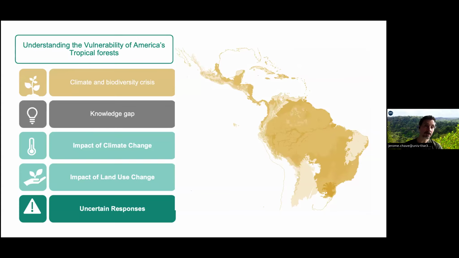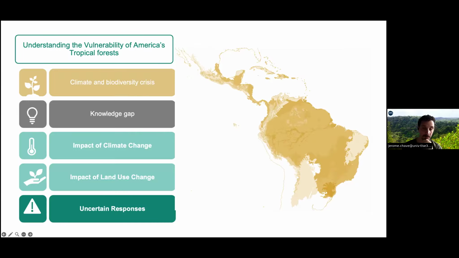So understanding the distribution of species is also understanding the vulnerability of tropical forest species to a number of threats, polycrises. One of them is the climate and biodiversity crisis. Another one is knowledge gap, the lack of knowledge, basically, which makes documentation of these problems very difficult. The impact of climate change is one of them. And of course, land use change is probably the dominant cause of threats to biodiversity.